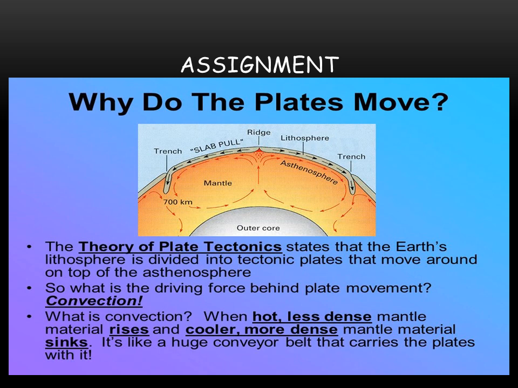Let me tell you again, the crustal plates are constantly moving because of the convection currents, which occur in the semi-molten mantle. These convection currents are created by heat from within the Earth, much of which is generated by radioactive decay in the core.